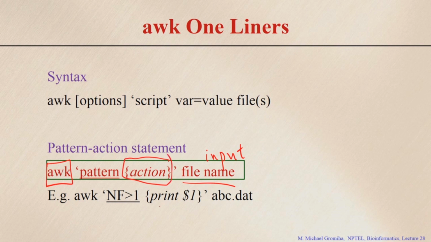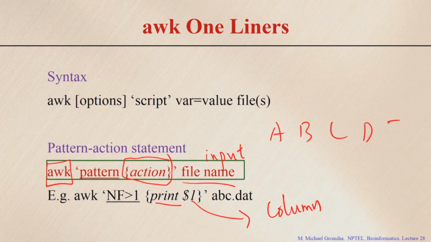For example, here the program tells us we need to print. Which one do we need to print? The first column, with $1, which means a column. For example, if this is A, B, C, D, E, this is column 1, this is 2, 3, 4, 5. So you use this dollar symbol to specify the column. The action means what we need to do. Here we print only the first column, and this is a pattern.